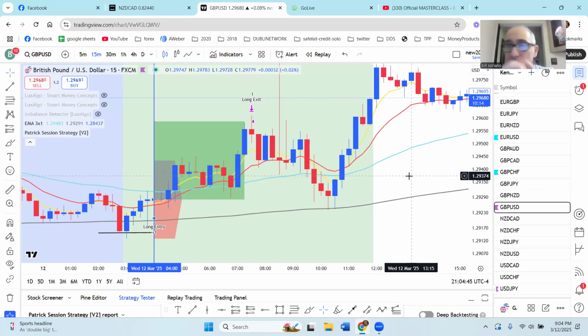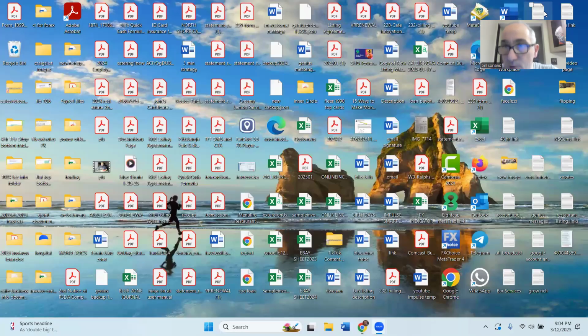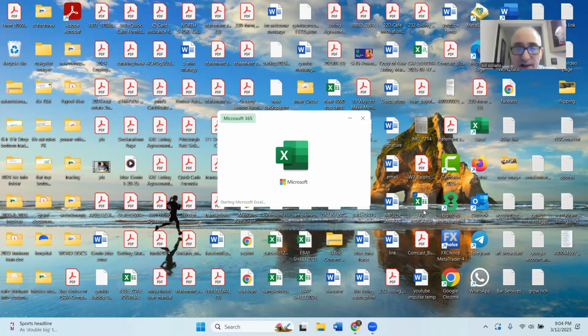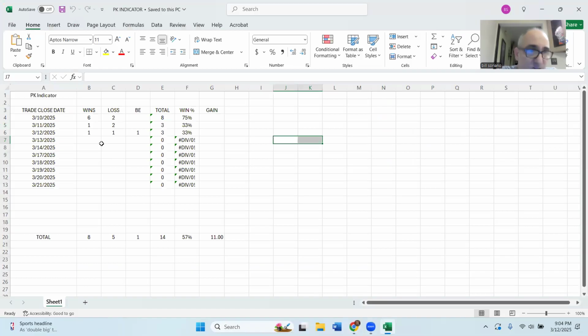So what I'm going to be doing, guys, and you're going to want to follow the videos here, is I have a spreadsheet and I'm tracking the trades. I just started this week. These are the closed trades. On Monday, there were 8 trades that closed. There were 6 winners, 2 losers. Remember, the winning trades make 2%, the losing trades lose 1%. So that was a 75% win rate.